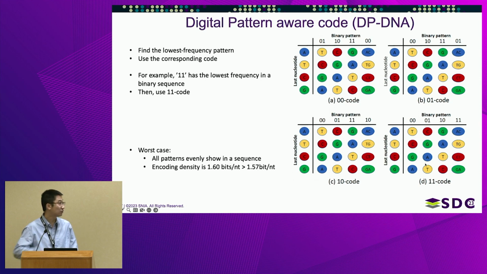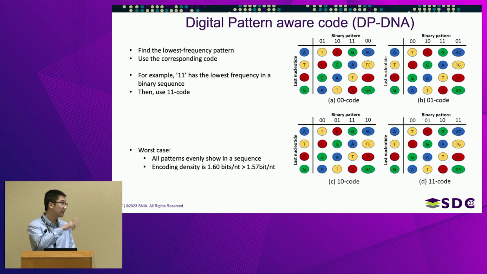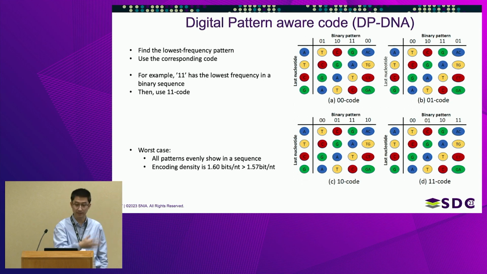And by doing that, the worst case analysis is when all patterns show up evenly in a sequence. Then the encoding density, or the lower bound of this code, is about 1.6 bits per nucleotide, which is for sure larger than 1.57 bits per nucleotide. So it's a little bit increased, but for some biased sequences, we may have much better encoding densities.